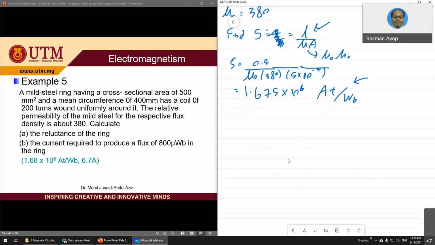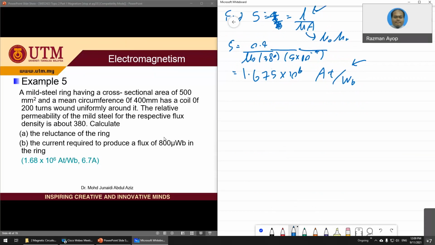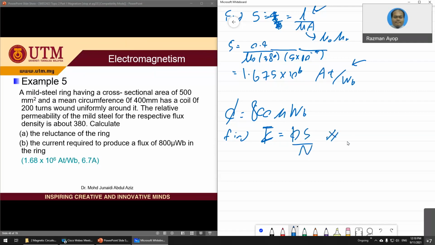Okay, we move on to the next question. They give a flux, so flux is 800 microweber. Find I, the current, to produce the flux of 800 microweber in the ring. For this case, remember I is equal to flux times S divided by N. The original formula is F equals N i equals flux times S. So I equals flux times S divided by N.